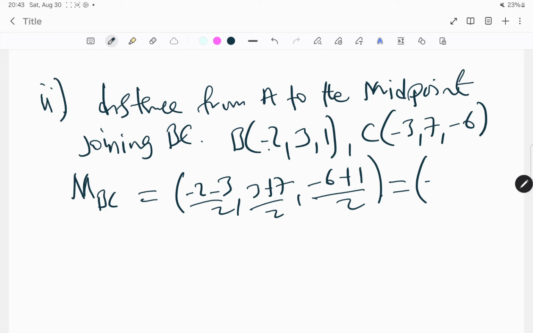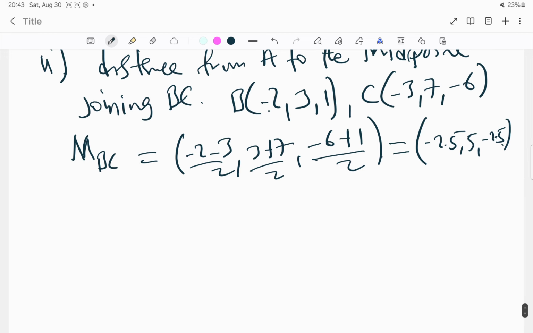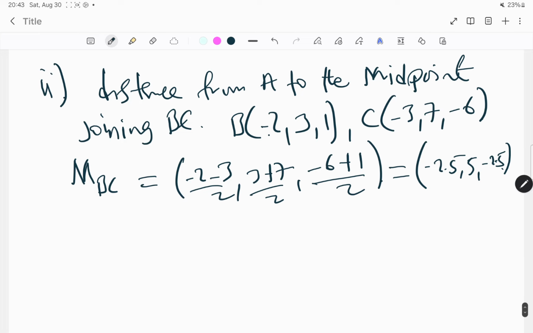So the midpoint has -5 divided by 2, which is -2.5, then 10 divided by 2, which is 5, then -6 plus 1, which is -5, divided by 2, so -2.5. So we have this. That's our midpoint, and we want to find the distance from A to this midpoint.